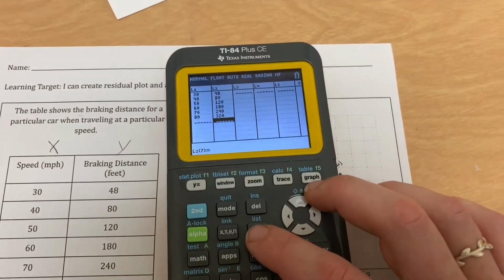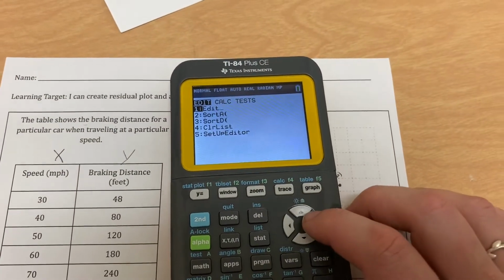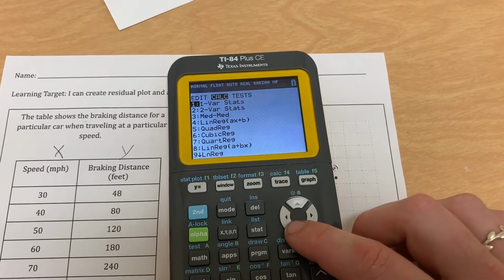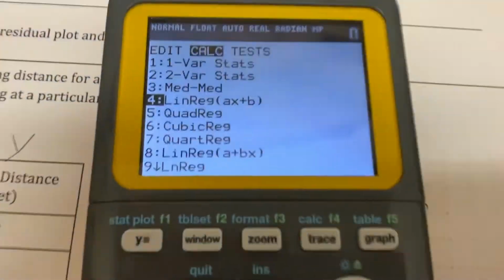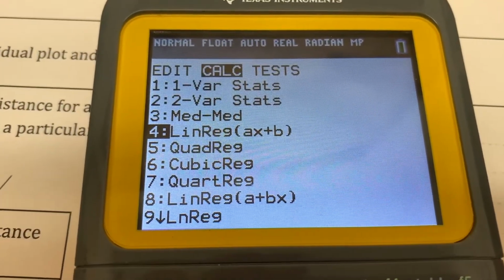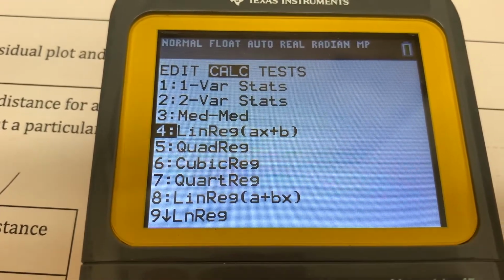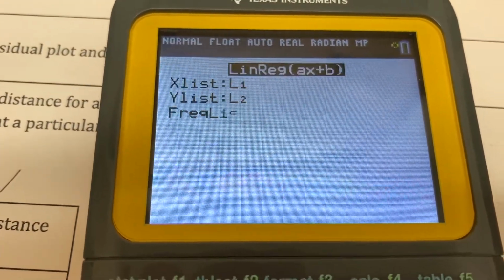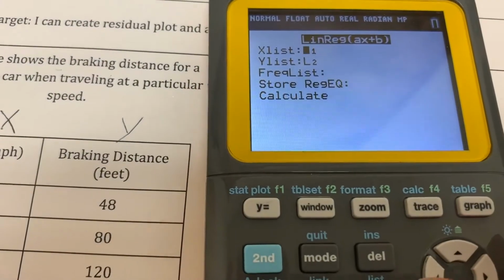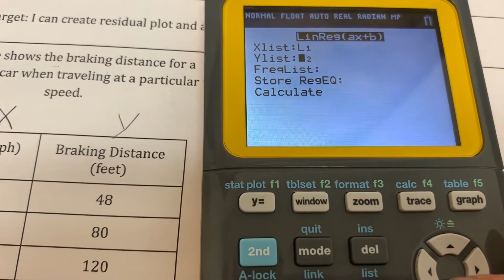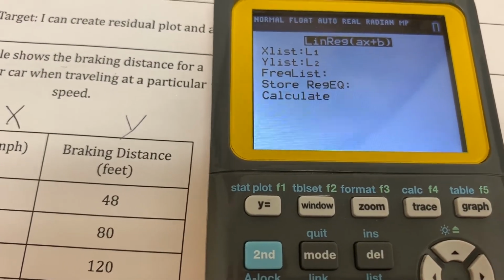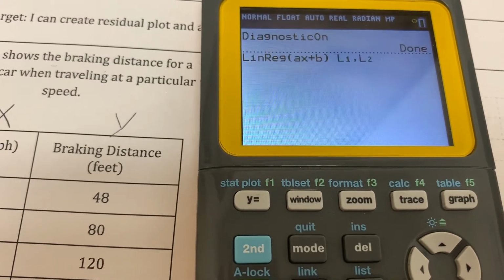Now we're ready to do some real mathematics here. We're going to press the stat button again. We're going to press calculate. We are going to go down to number 4, the linear regression, because we're trying to make a regression line. Press enter. Our list for X is going to be L1, and our list for Y is going to be L2. And now we're ready to calculate.